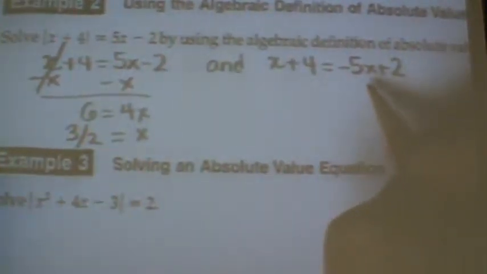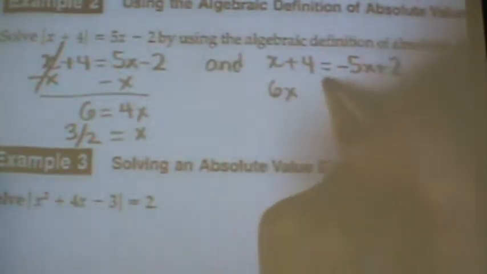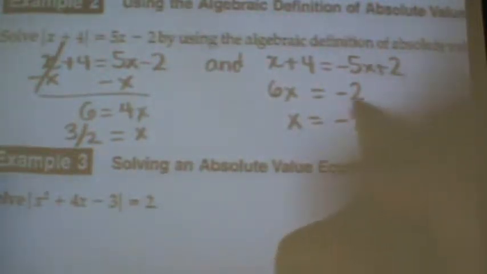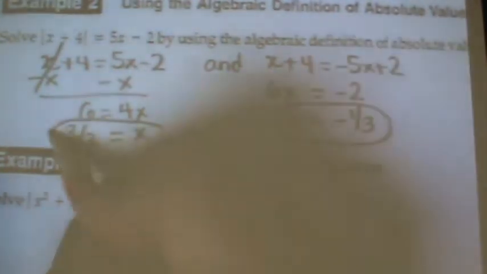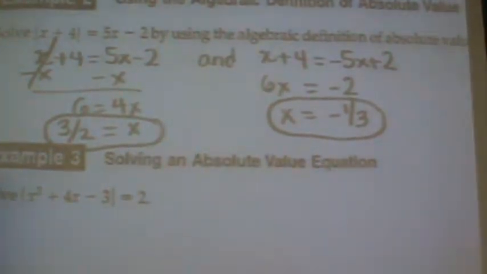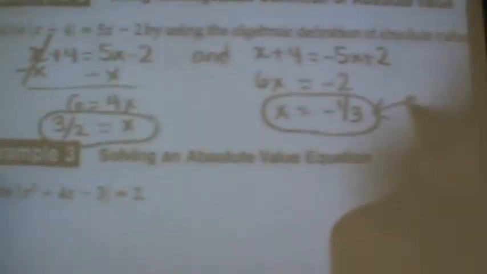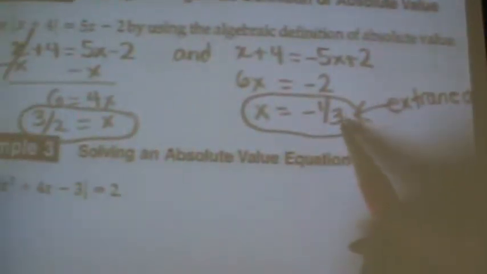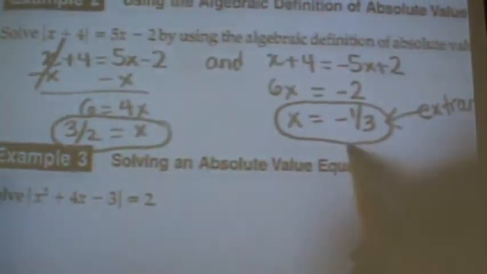How about this side right here? Add 5x, subtract 4, and what's x? Simplify it. So we have these two answers, right? Now, what did I tell you to do on these problems? Check for extraneous solutions. If you plug these two possible answers in, you would find that this one does not work. Why is this one extraneous? Because when you plug this negative 1/3 in, you're going to get a negative number minus a negative number, which is a negative number. And when you take the absolute value of anything, you're not going to get a negative number. So this ends up being extraneous.